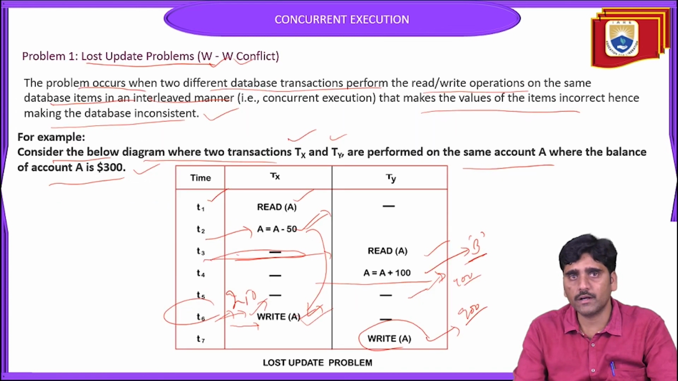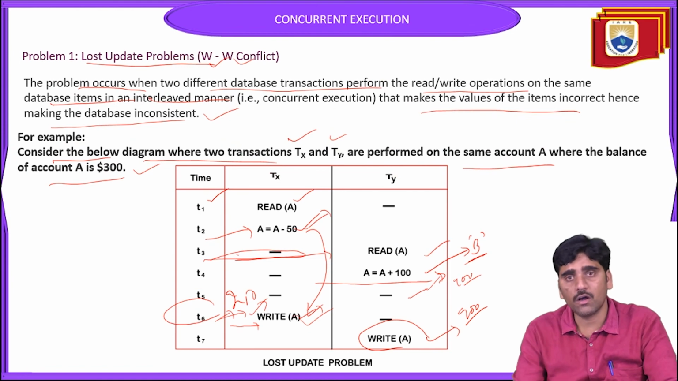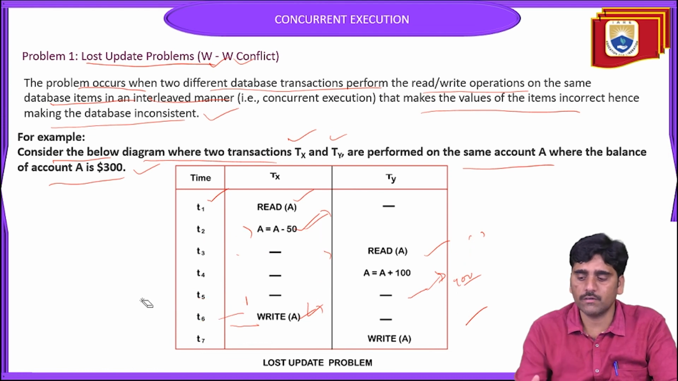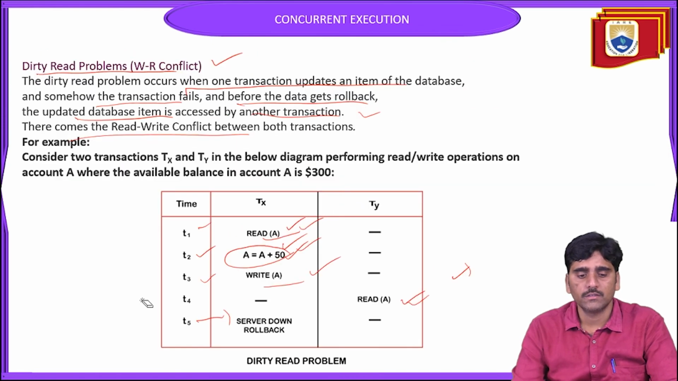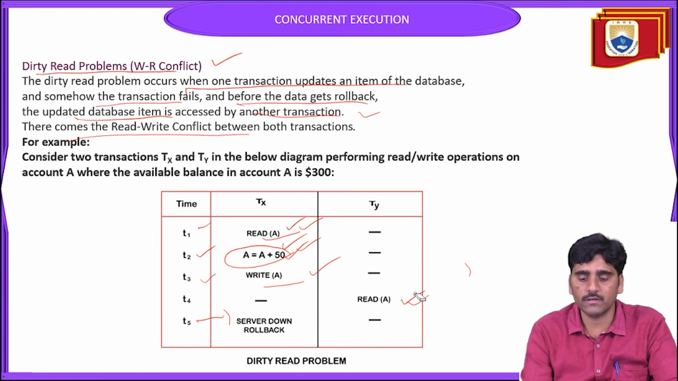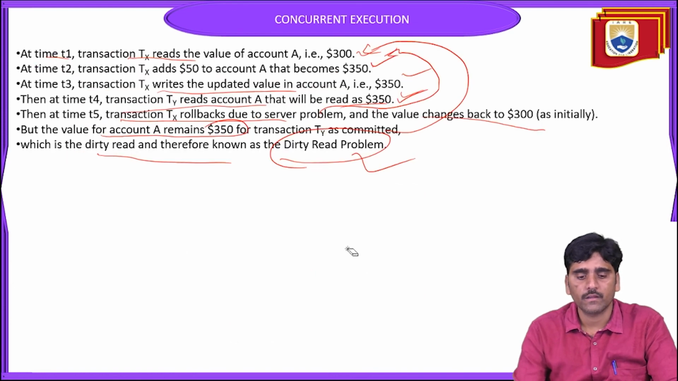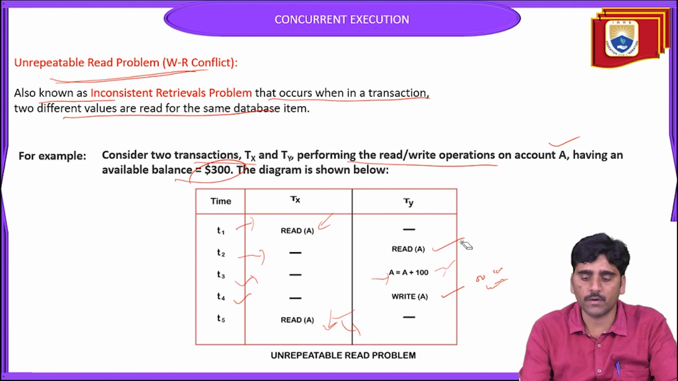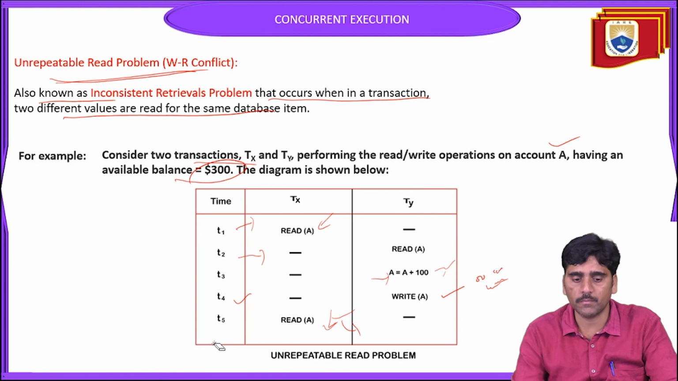Our read and write problems are: the first one is the lost update problem, that is nothing but write-write conflicts. The second one is the dirty read problem, that is write-read conflicts. And the third one is the unrepeatable read problem, which is nothing but an inconsistent retrieval problem.